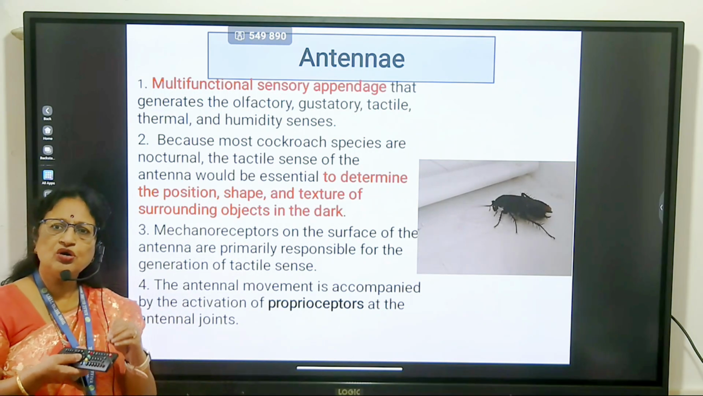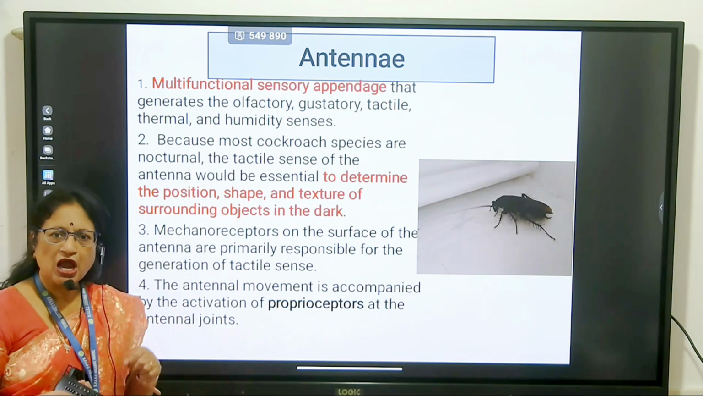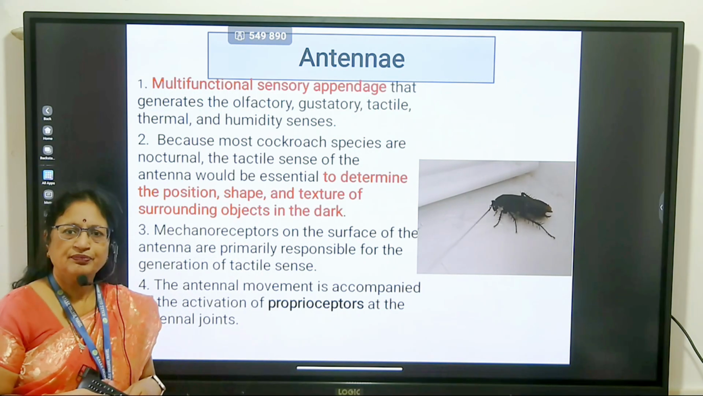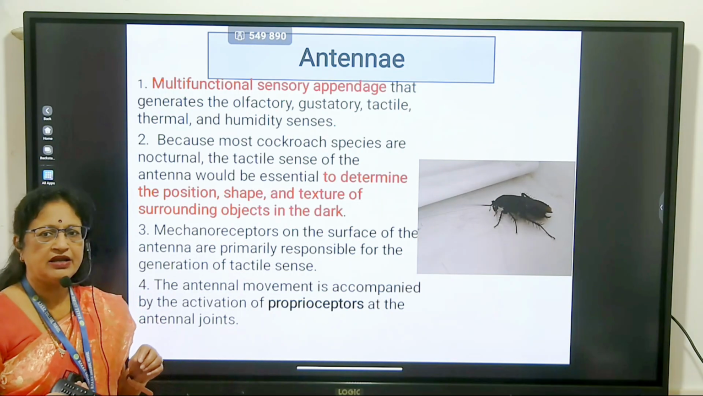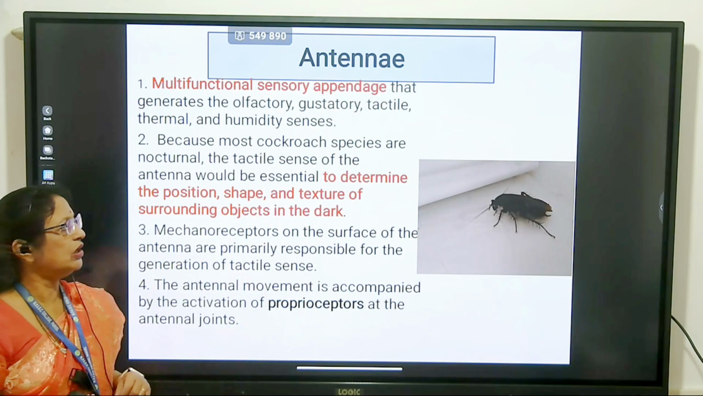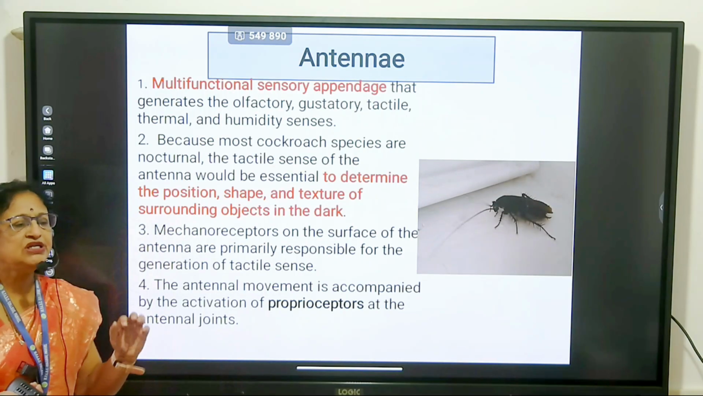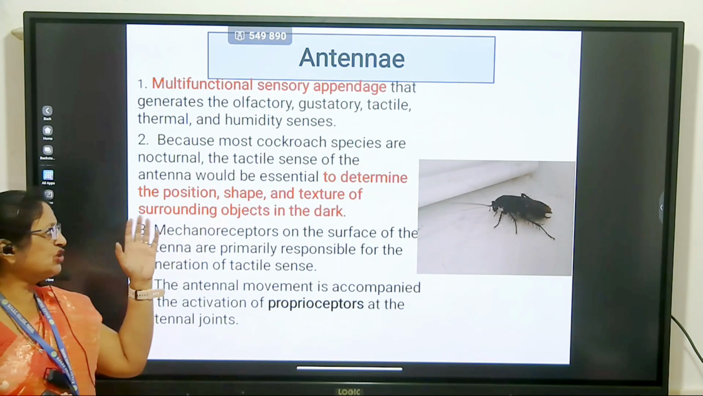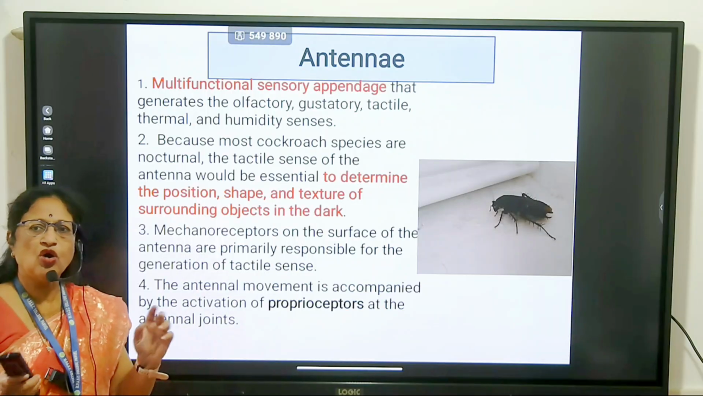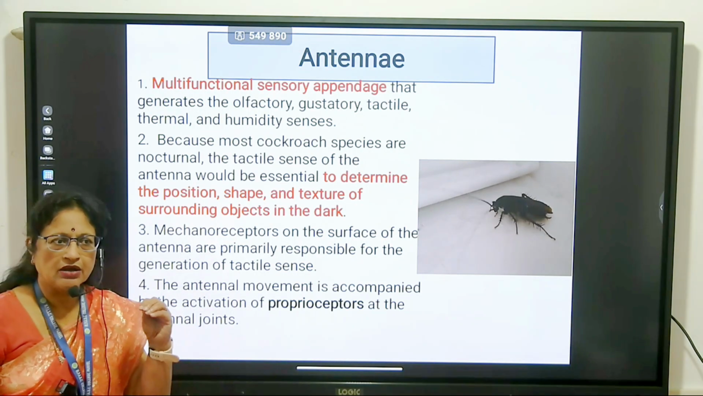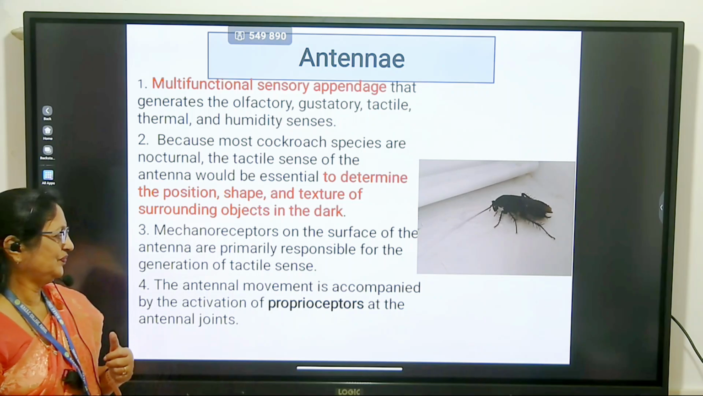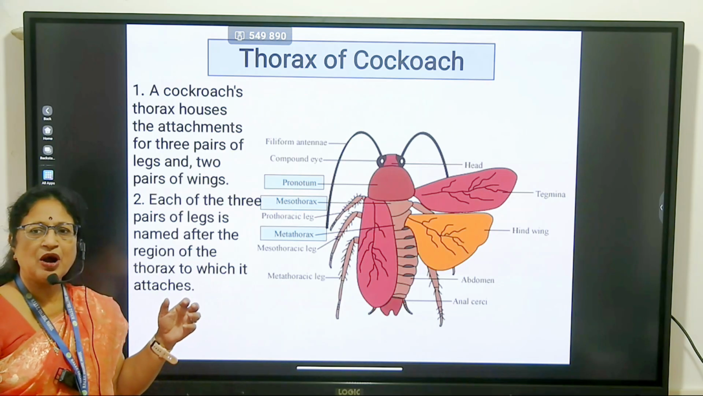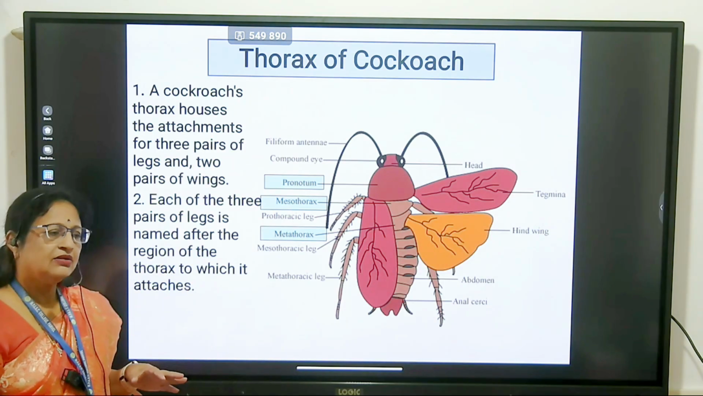Because most cockroach species are nocturnal, the tactile sense of the antenna is essential to determine the position, shape and texture of surrounding objects in the dark. It helps in dark regions. So this is about the antenna.